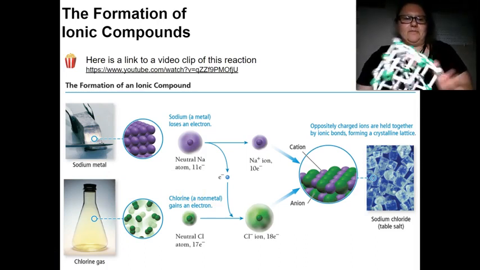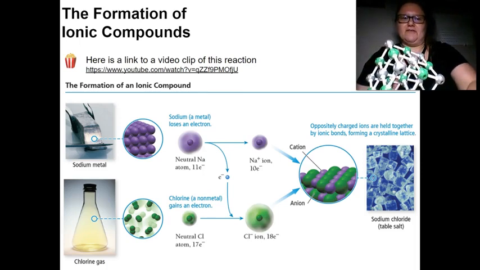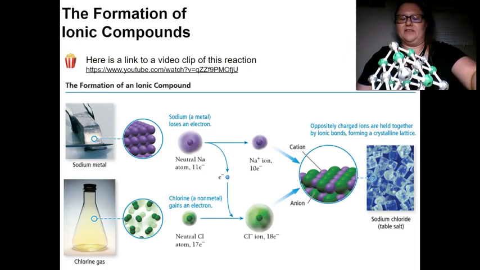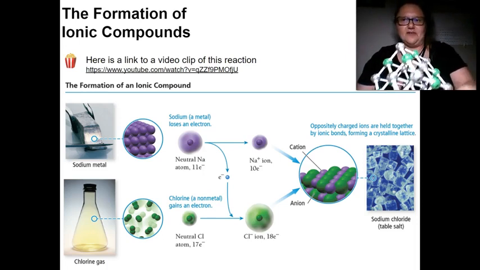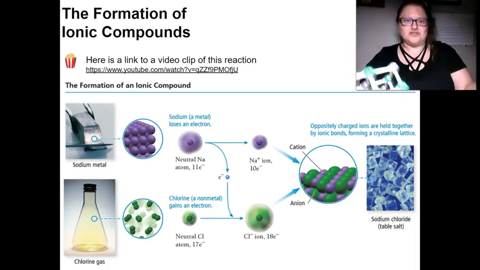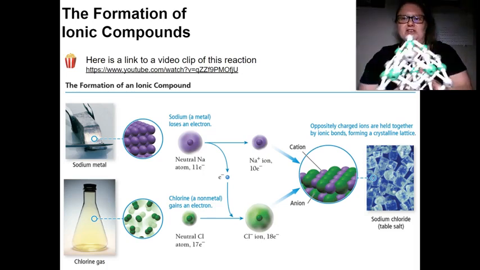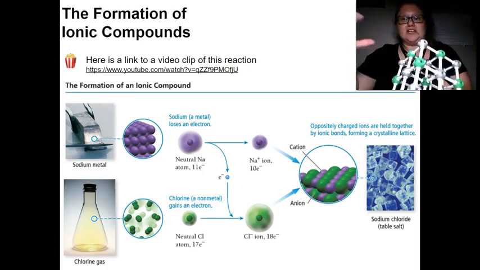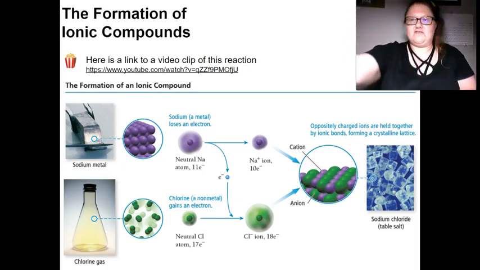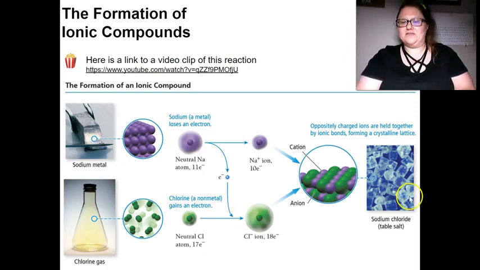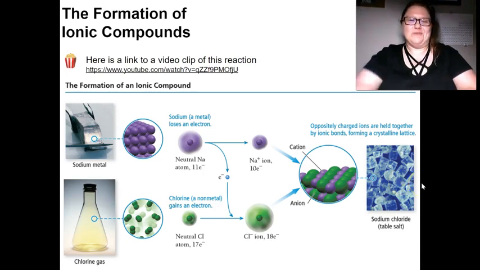Okay, so, looking at these pictures that are on the far left showing you the atoms as they are in those substances, the solid metal and the gas, there's millions and billions and trillions of atoms there to be used in this reaction. So they just keep building and building and building on and making these crystals. And finally, you see the microscope view of table salt, which is what we made, sodium chloride.